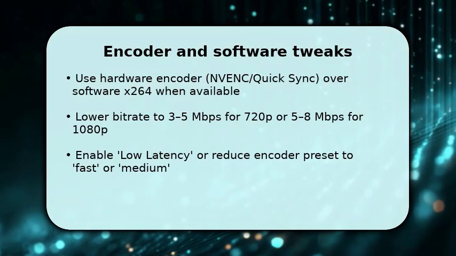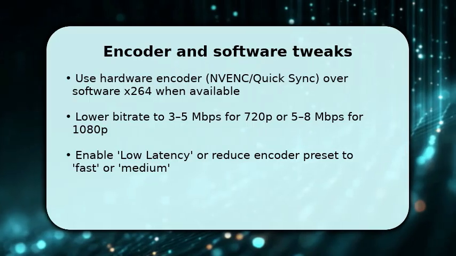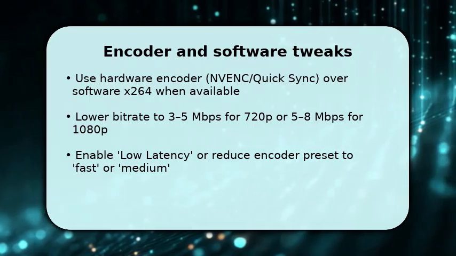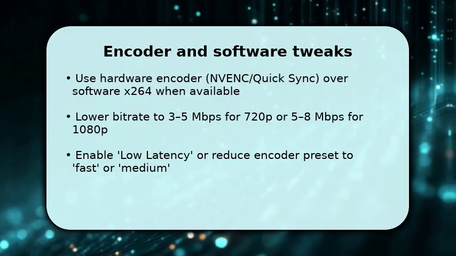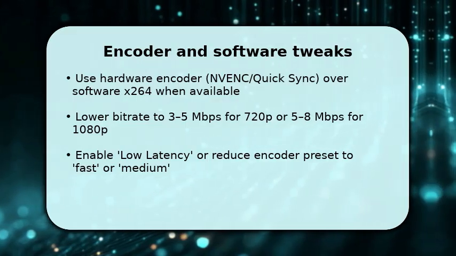You now optimize how video is encoded and sent. Switch to a hardware encoder like NVENC or QuickSync so the GPU handles compression, which reduces CPU spikes.